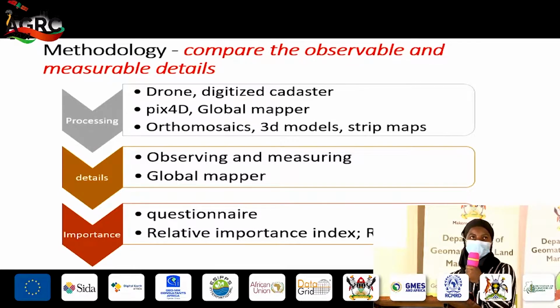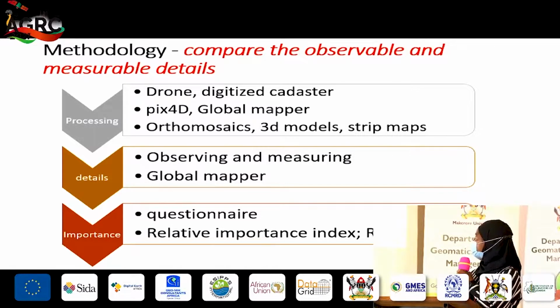Those are the observable details. For the measurable details, we used the measuring tool in Global Mapper, where basically you want to get the areas and the heights of the building and the land, and count the trees where you can count, or get the areas of the crops and trees in cases of forests and plantations.